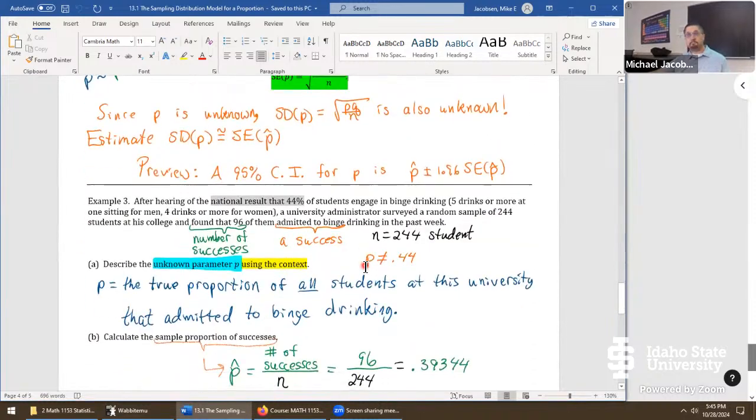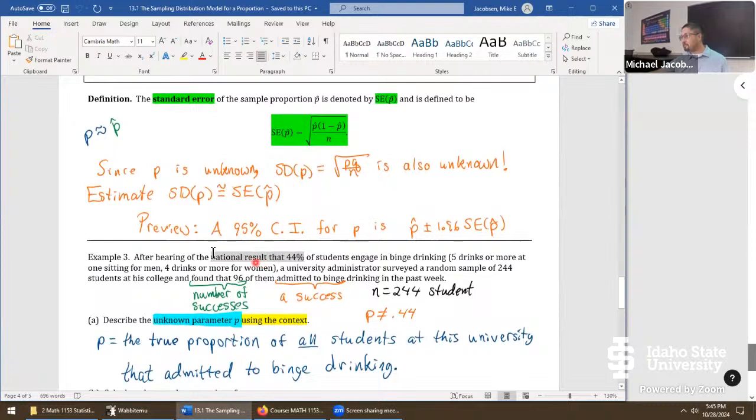And through this problem right here, we're talking about the national result of 44% of students engaging in binge drinking. This is a population parameter, but it's not even the parameter we were studying in this problem. In this problem, we turned to a university administrator who surveyed a random sample of 244 students at a totally separate university. So that's why our parameter p is defined in this way. It's not equal to 44%.